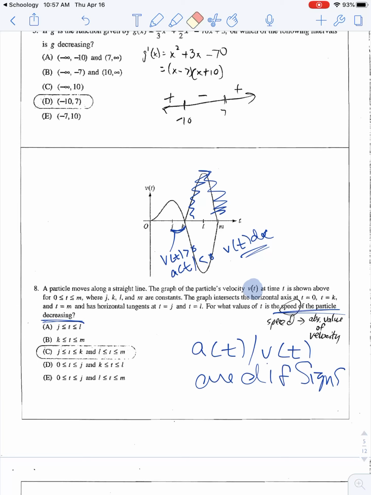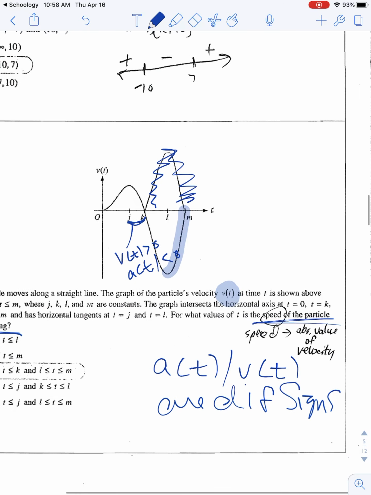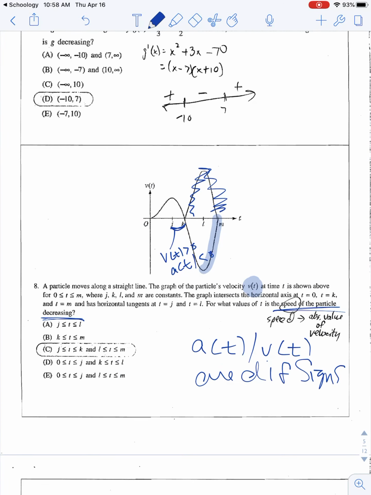Now I want to find out another place where they're opposite signs, both acceleration and velocity opposite signs. So from k to m, we said velocity is negative. So where is the acceleration positive? Acceleration is going to be positive when velocity is increasing. So that's from L to M.